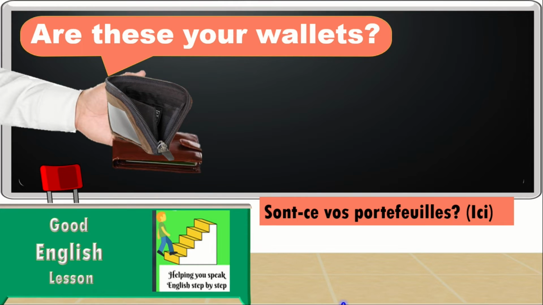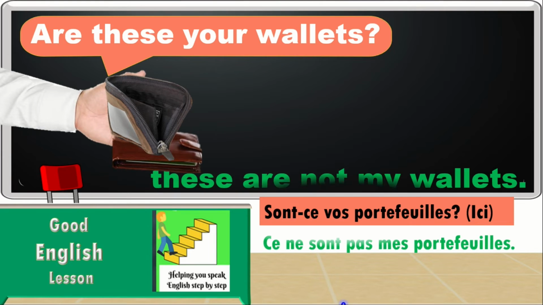Are these your wallets? These, we have several wallets, more than one. That's why we use these. And you see that instead of is, we have are, the plural form. Are these your wallets? The wallets are close. If they are your wallets, you say, these are my wallets.